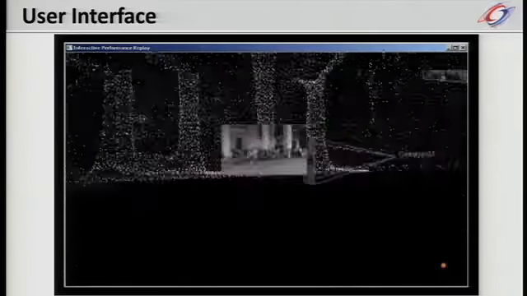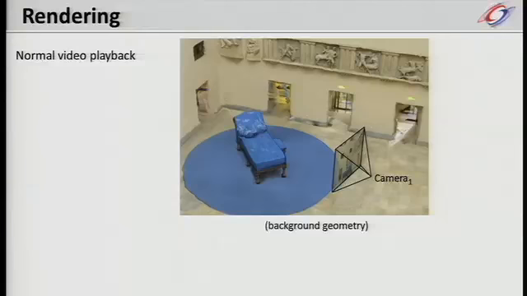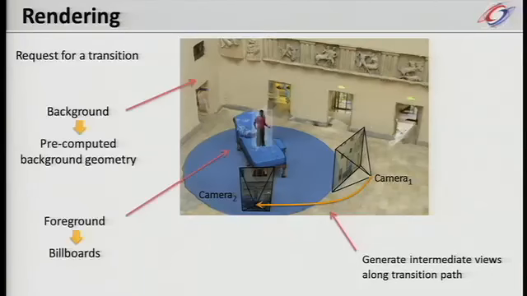What are the concepts behind this visualization tool? In a normal video playback mode, everything is simple. The viewpoint of the observer is locked to one of the cameras of the video collection. Once the user requests a transition, for example to camera 2, the system needs to be able to generate all the intermediate views along the transition path. And we perform this by modeling the background using the pre-computed background geometry and by modeling the foreground instead using billboards.